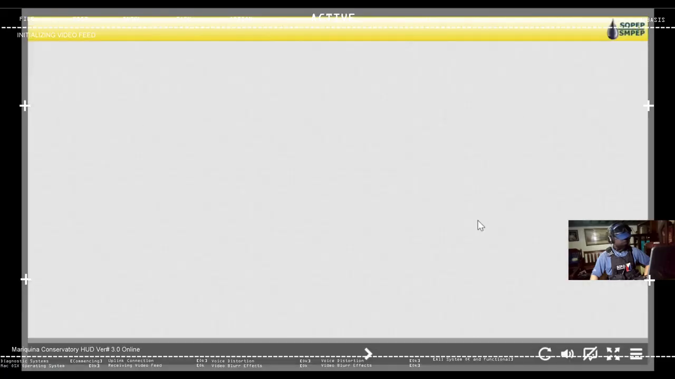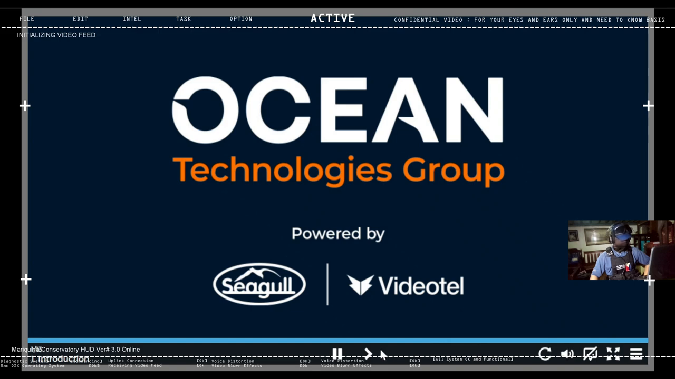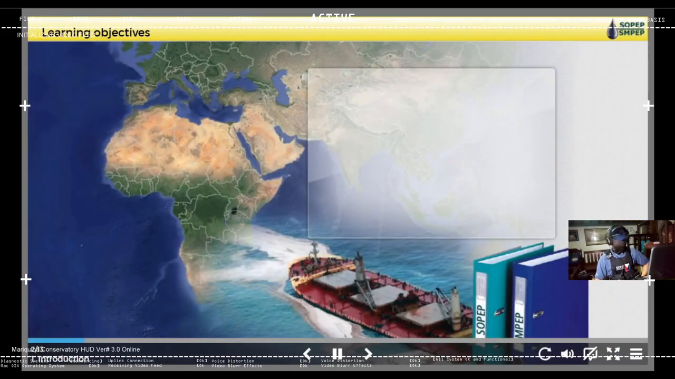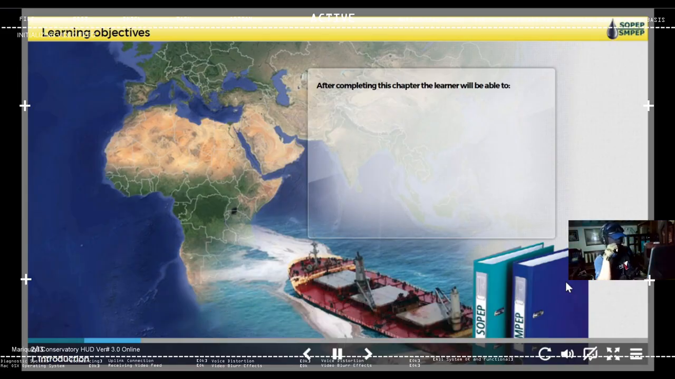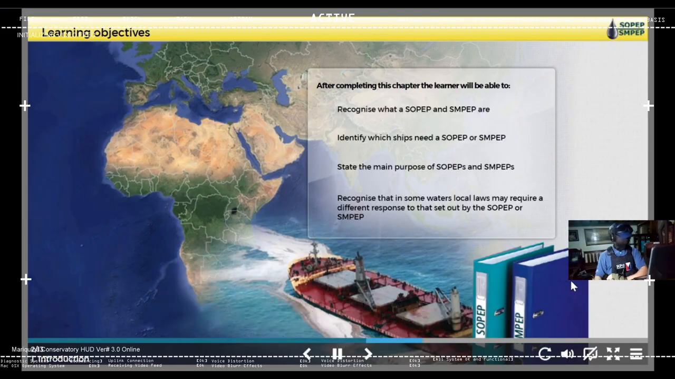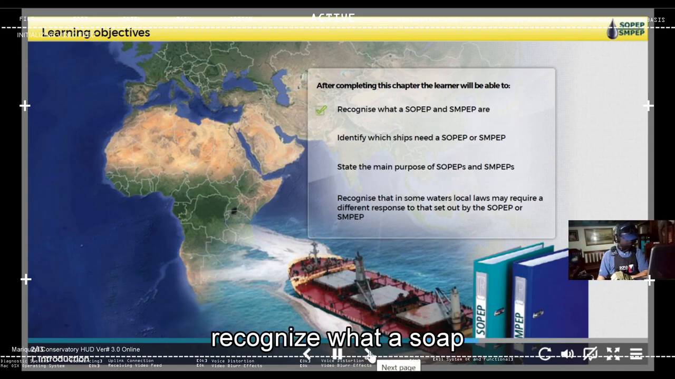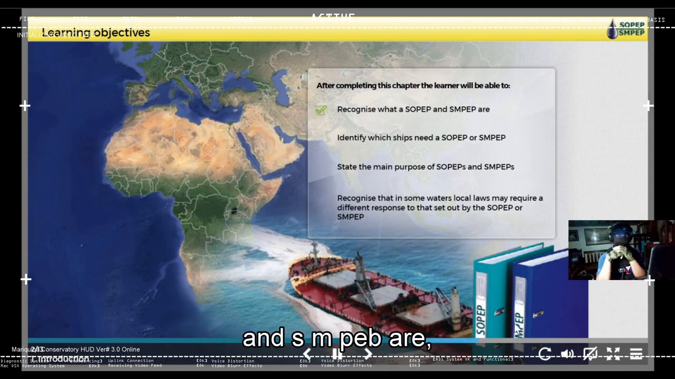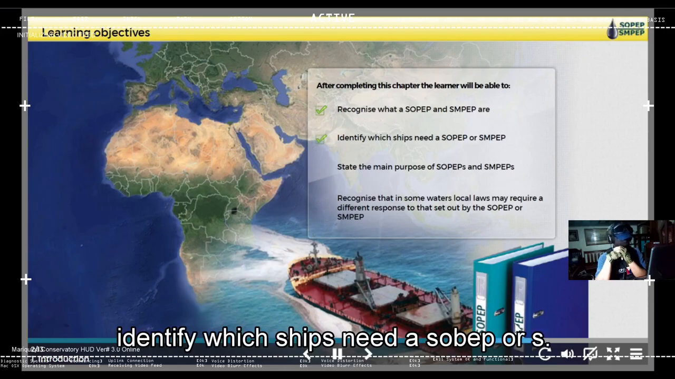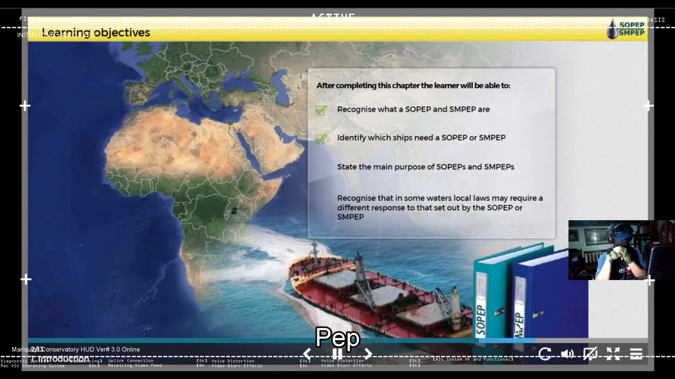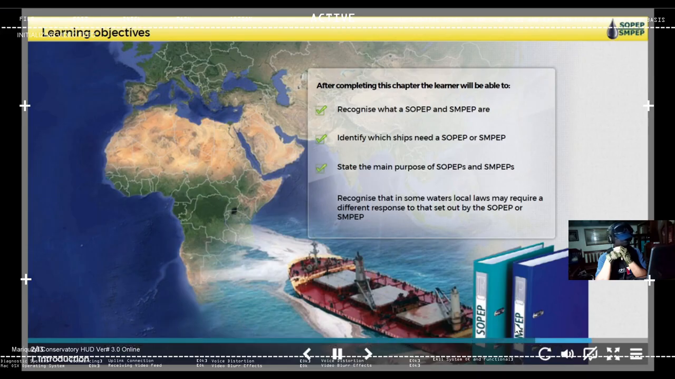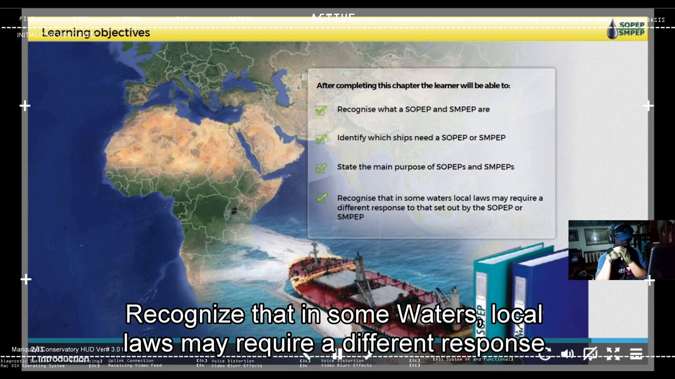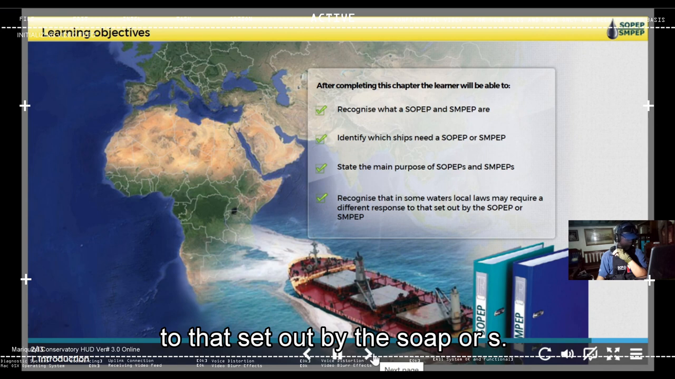Right, clear first bookmark. So yeah, let's start. After completing this chapter, the learner will be able to recognize what a SOPEP and SMPEP are, identify which ships need a SOPEP or SMPEP, state the main purpose of SOPEPs and SMPEPs, recognize that in some waters, local laws may require a different response to that set out by the SOPEP or SMPEP.